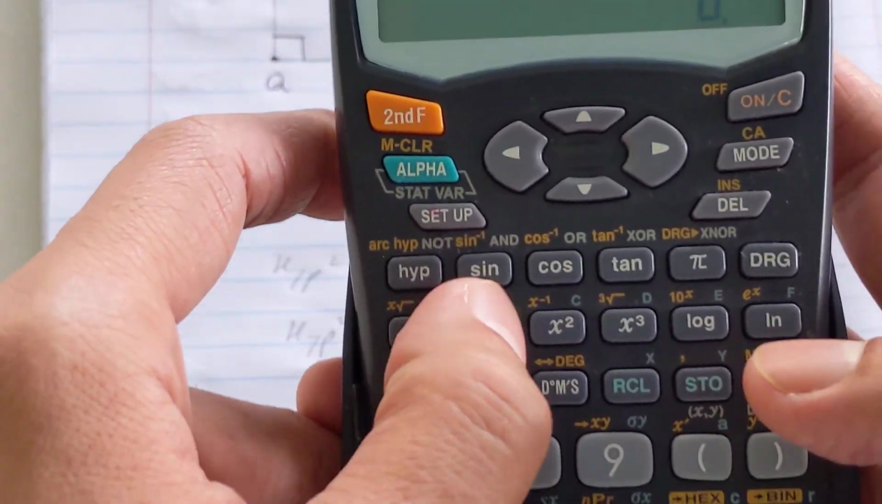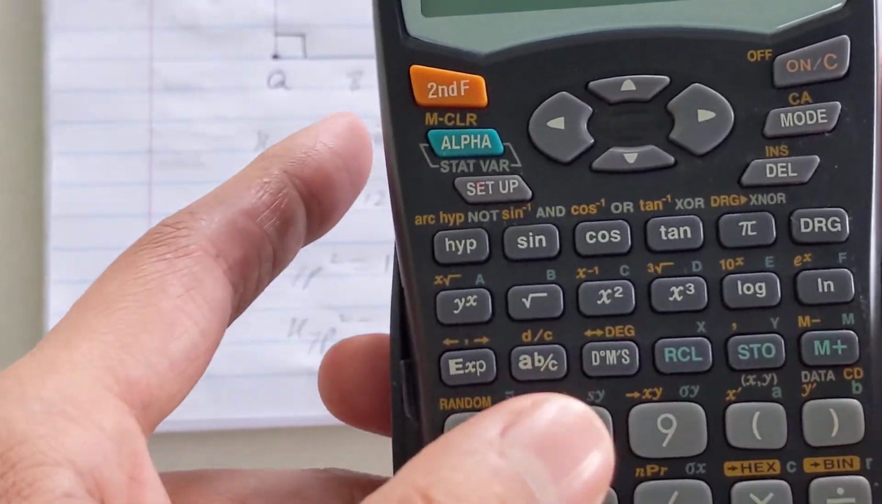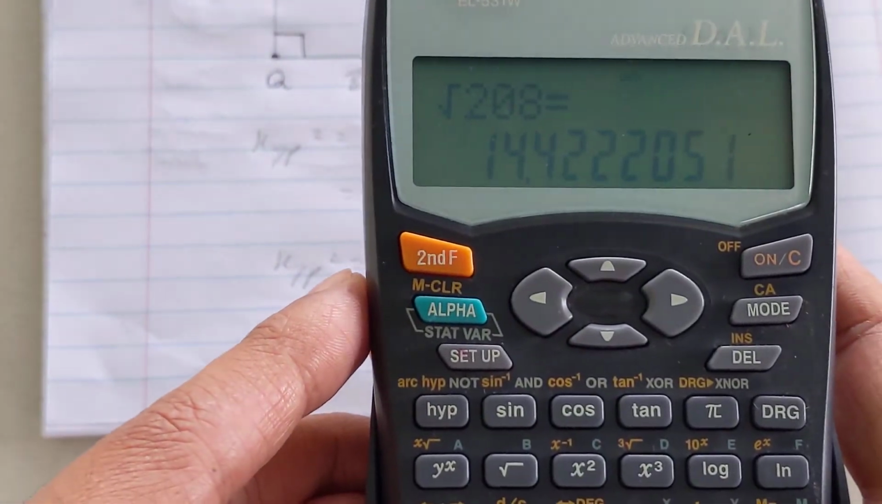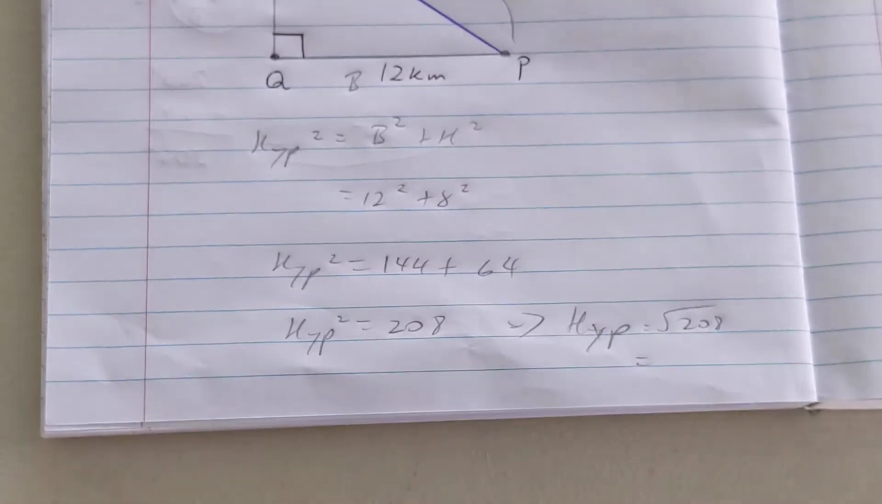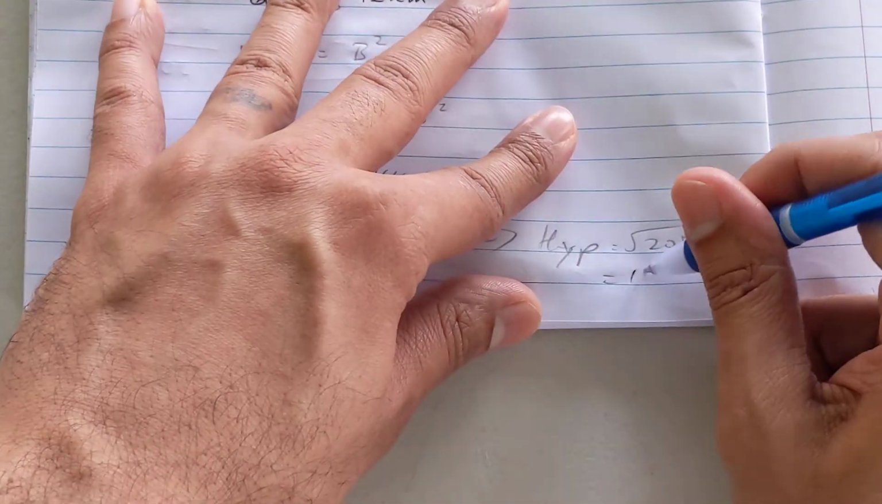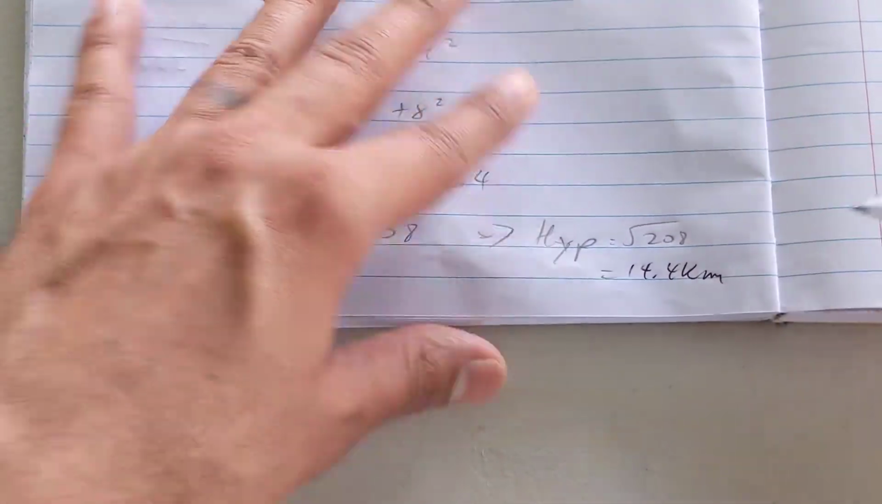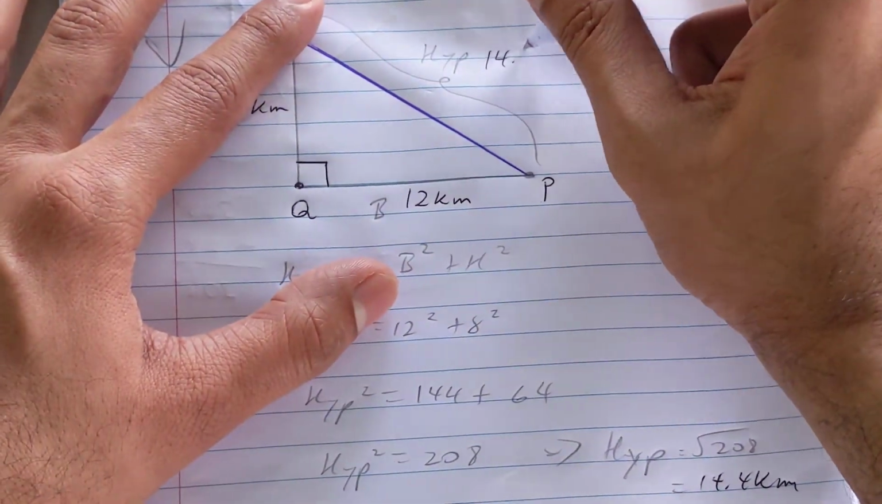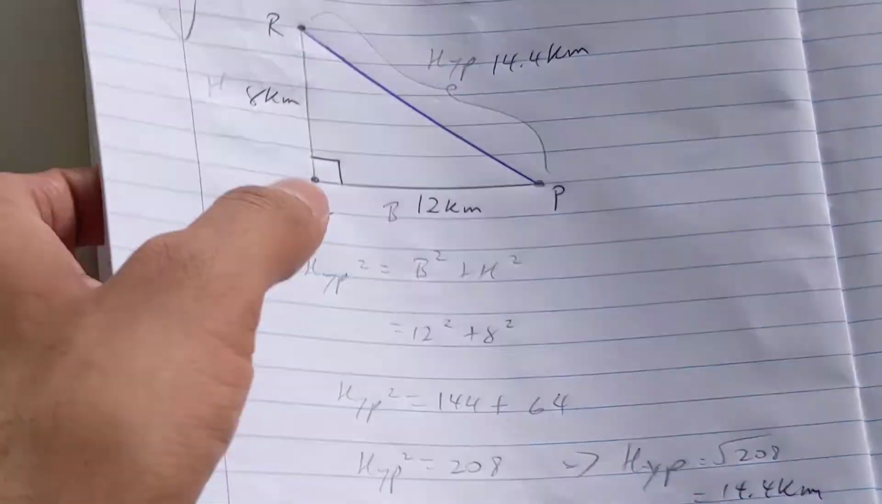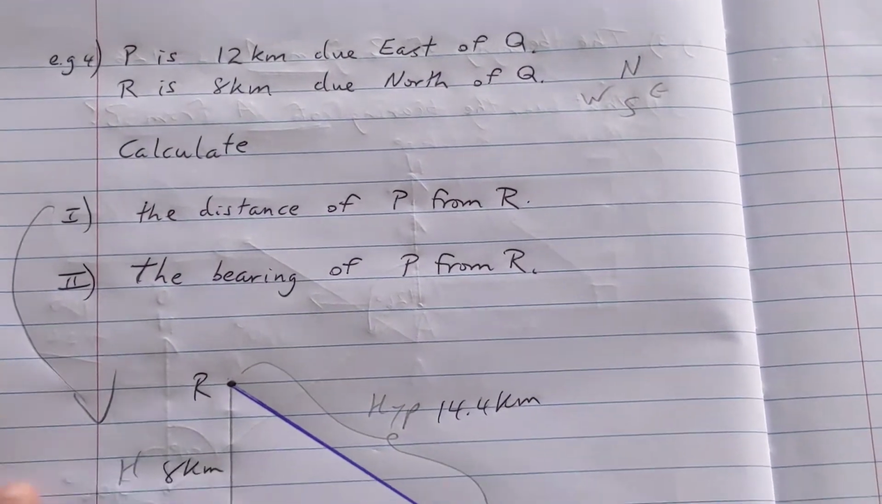I have my square root button here. I press square root 208 and I get, to one decimal place, 14.4. Again, the question could state otherwise, but this works out to 14.4 kilometers this time. So the distance from here to here was 14.4 kilometers. That wasn't anything really new though. The new part is really the bearing.